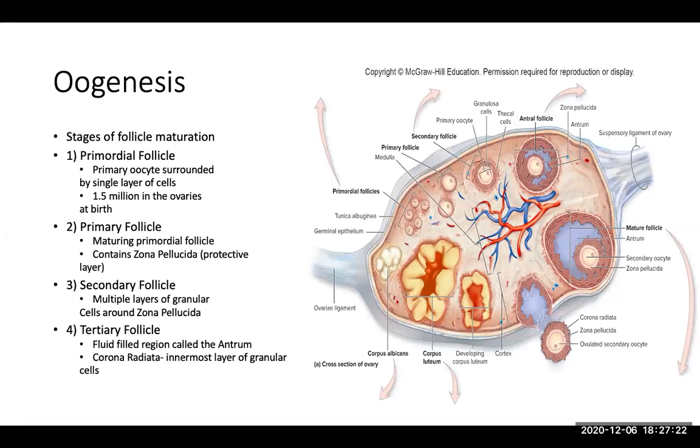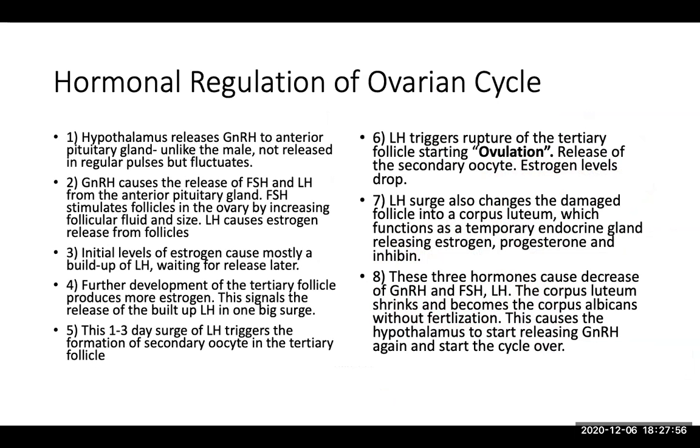So these are the stages of follicle maturation in the ovary. The primordial follicle is the primary oocyte. There's about 1.5 million at birth. The primary follicle is the maturing primordial follicle. It will contain the zona pellucida, which is the protective layer. The secondary follicle has multiple layers of the granular cells around the zona pellucida. And then the tertiary follicle has a fluid-filled region called the antrum. And it also has a corona radiata, which is the innermost layer of granular cells.